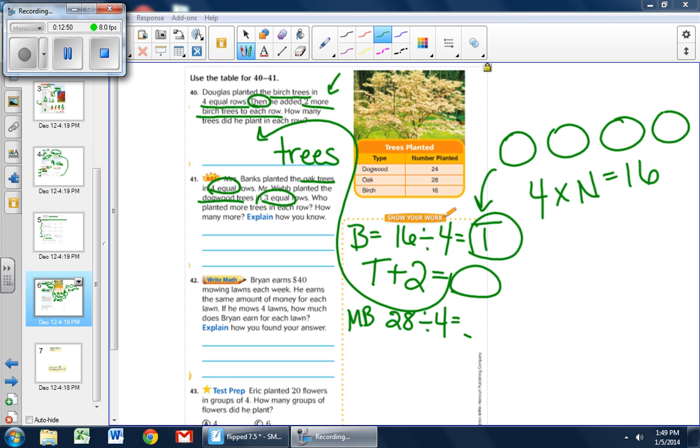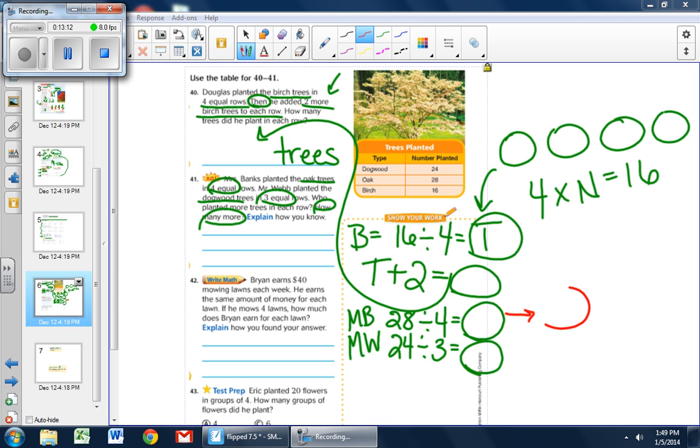So find that answer. While Mr. Webb planted dogwood trees, which was 24, into 3 equal rows. Find that answer. Then it wants to know how many more, which means we're going to have to subtract. So you're going to take this answer and subtract this one, and you might have to flip them so that you have the bigger number on top. Hint, hint, hint. And figure out who planted more. And then tell us why. Okay?